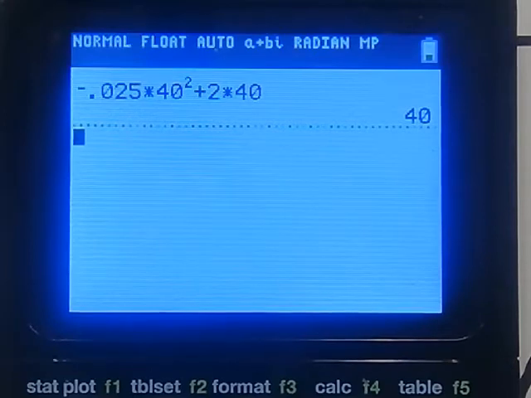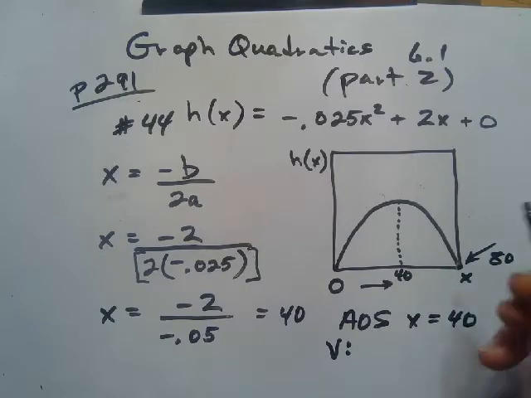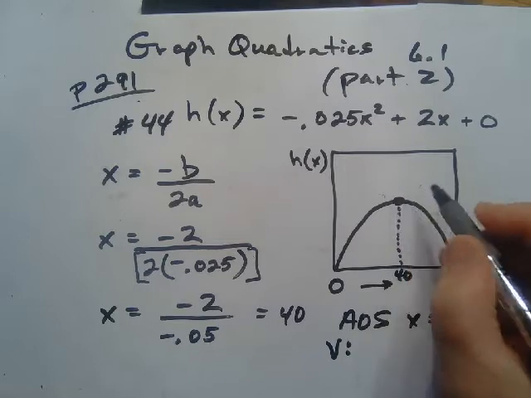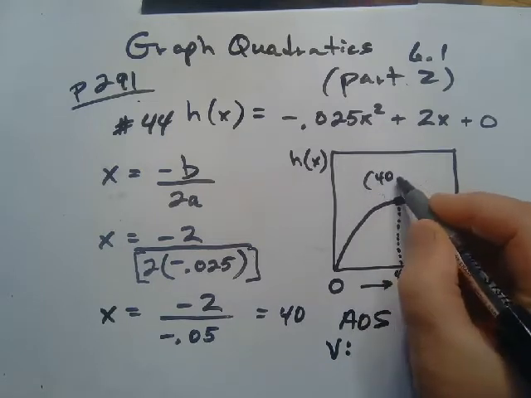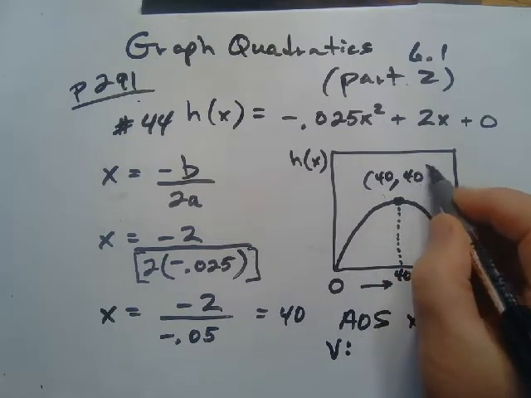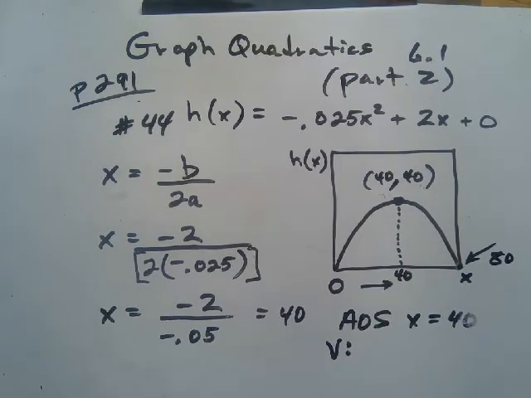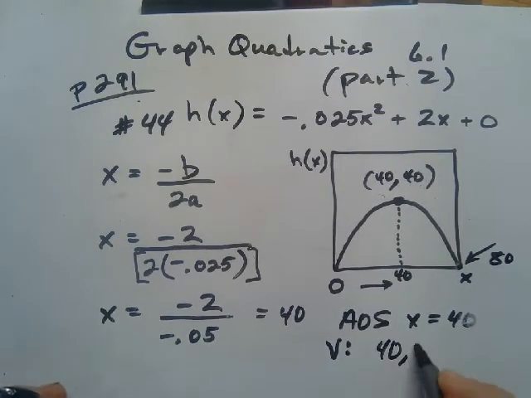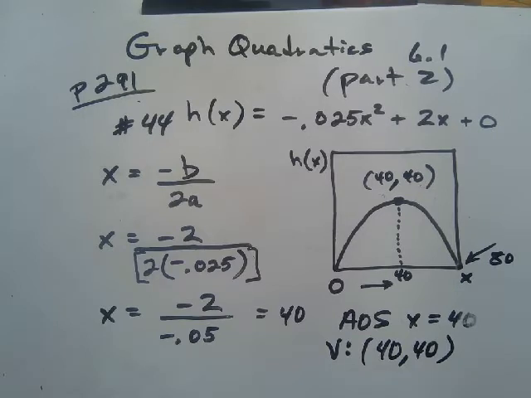Let's take a look at the picture here. So on my graph, this point here has to be the ordered pair. 40 is x, and 40 for y came out. So the vertex is at 40, 40. Okay? So that answers our question for number 44. Let's take a look at question number 45. If you need to pause and look at that again, go ahead and do that.